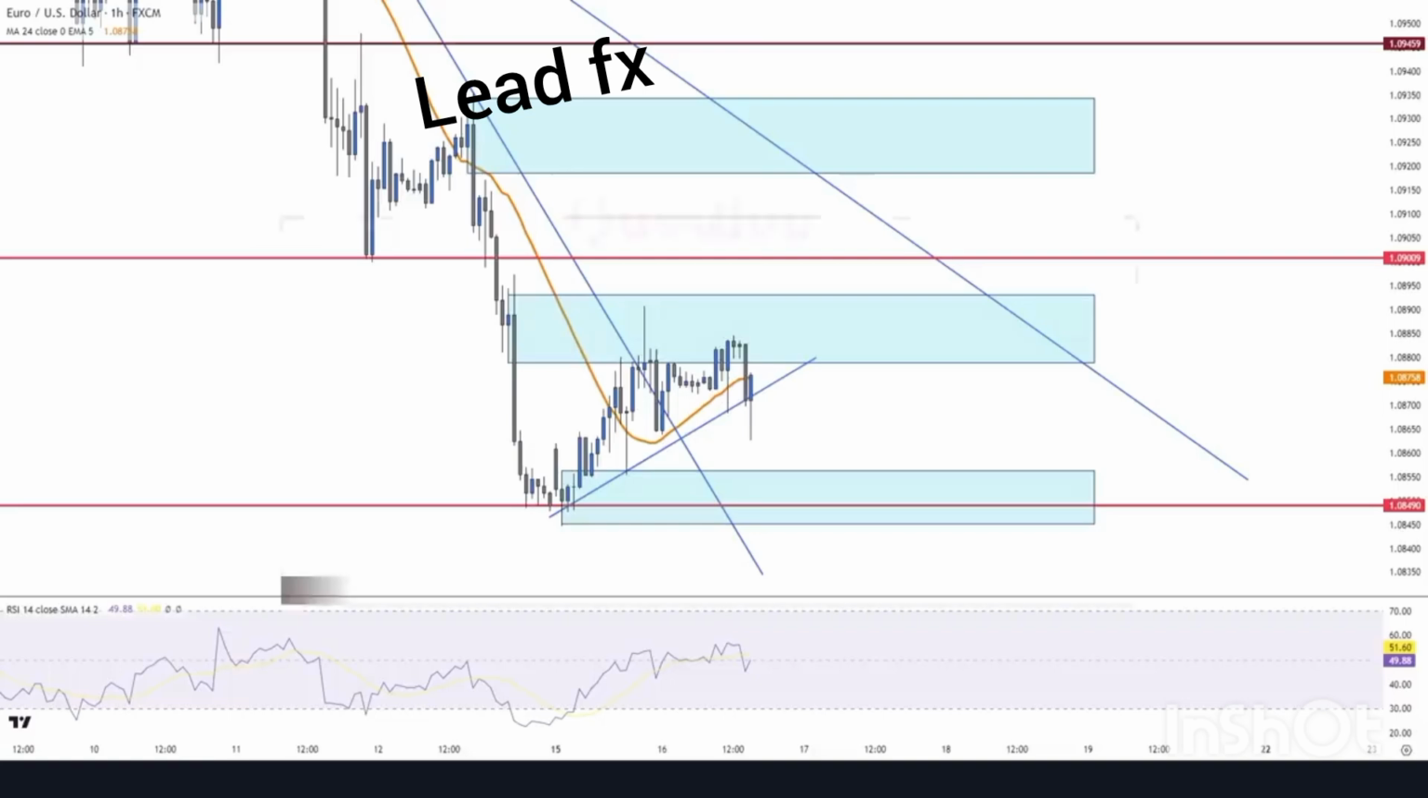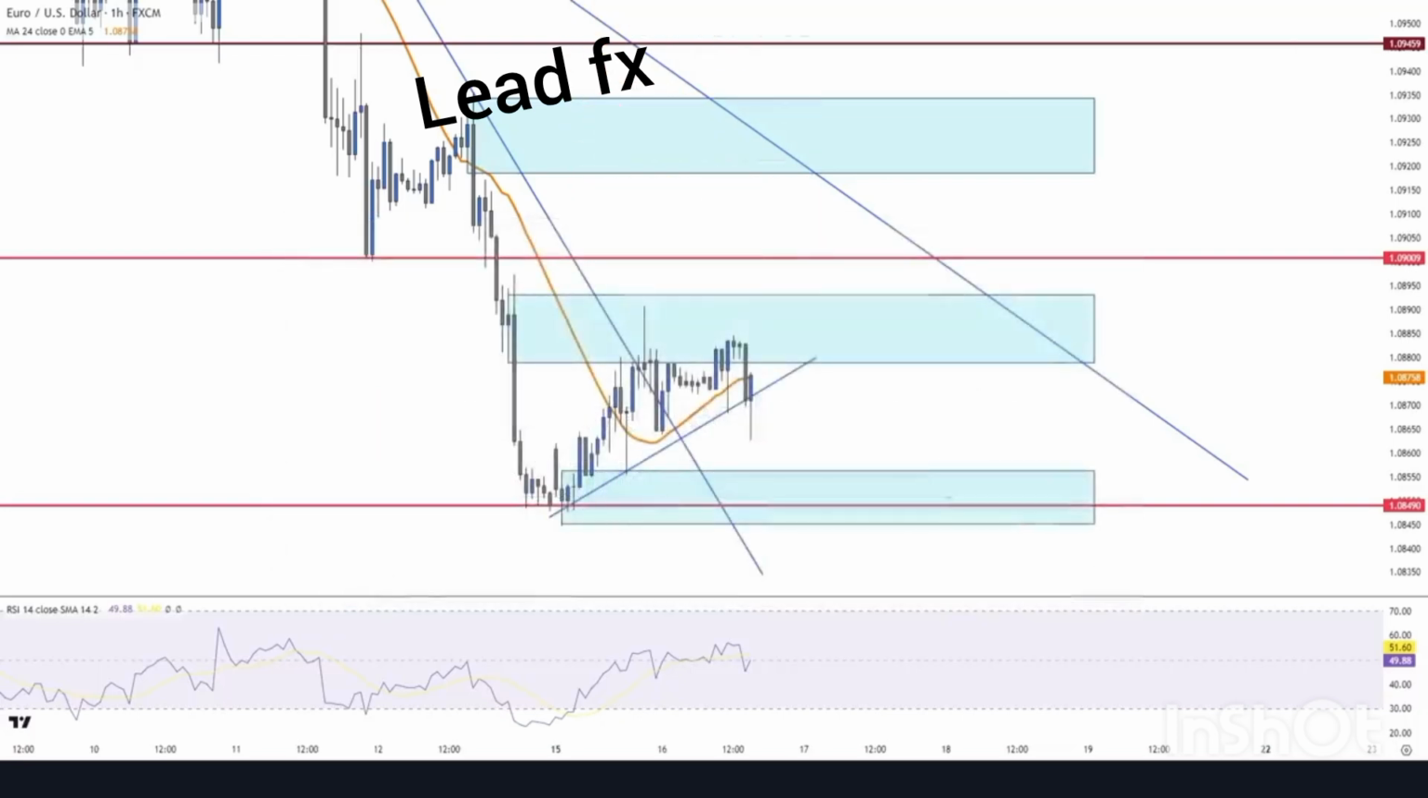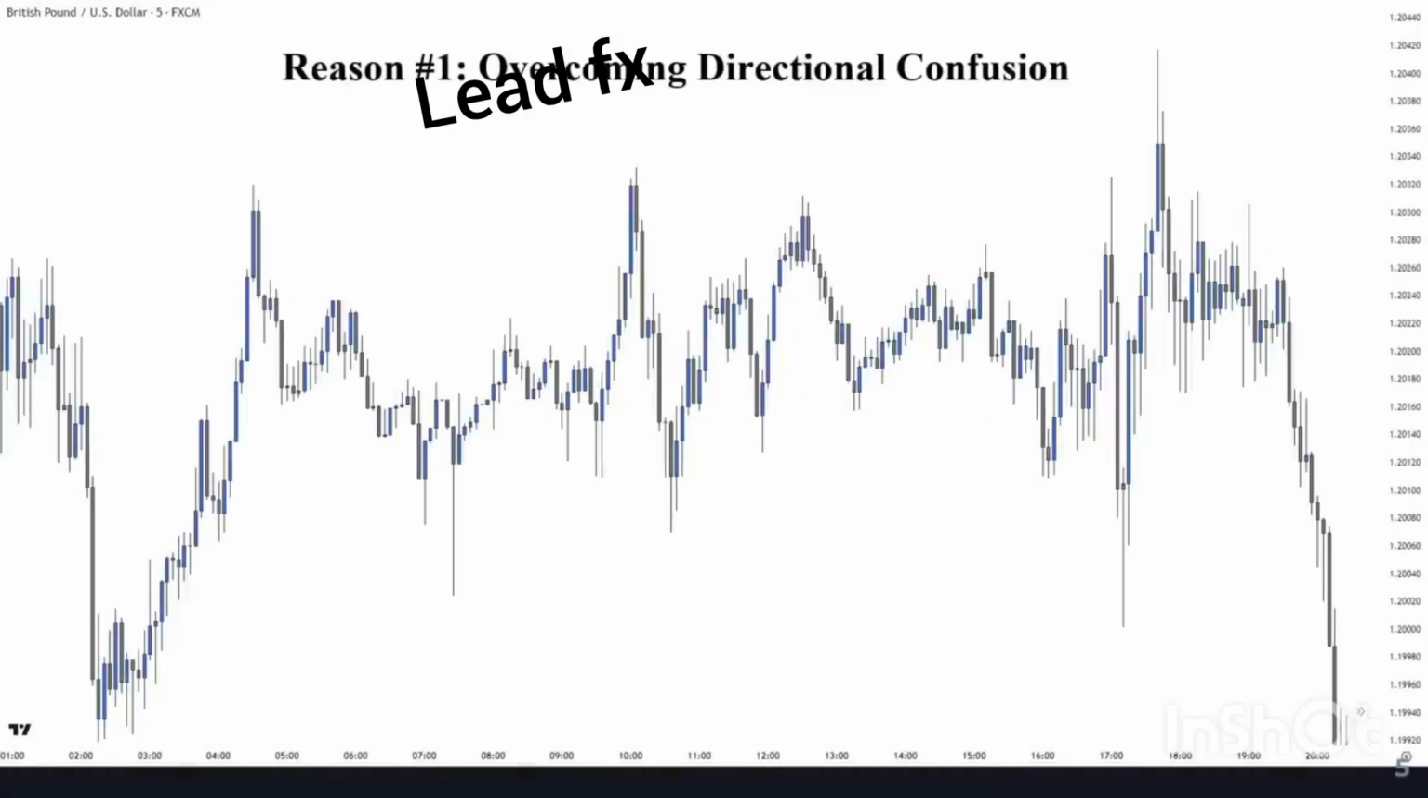But first, why do we even need to combine multiple time frames? Well, here are the top 3 reasons. Number 1. Overcoming directional confusion. Here on the pound-dollar 5 minutes chart, the market looks choppy without any visible direction. It continuously violates the structure levels to both up and down sides, confusing any trader trying to identify the direction.